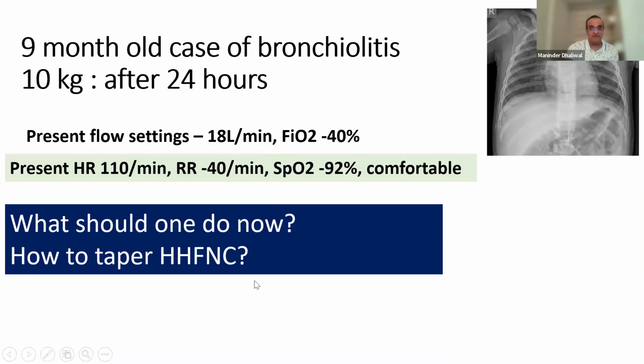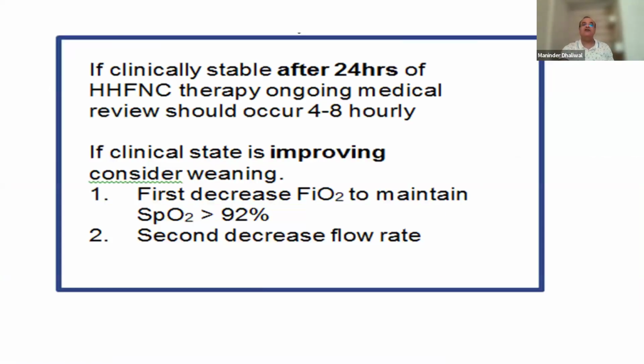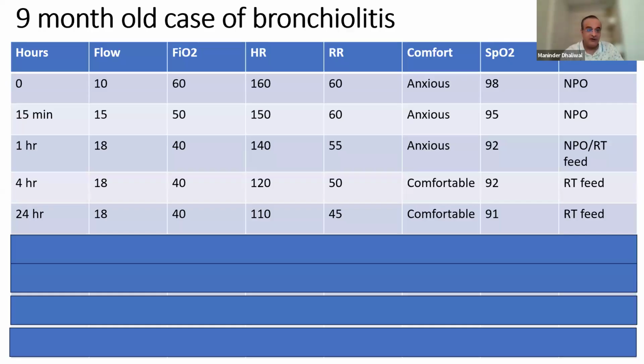That is a major question. So if the patient is clinically stable, then you should taper it. So let us go down one by one. So over here, at 0 hours, the flow was 10, at 15 minutes it became higher. So after 48 hours, we are stable at 18, FiO2 is 40, heart rate is 110, respiratory rate 45, comfortable, saturation is 91, and all RT feeds.